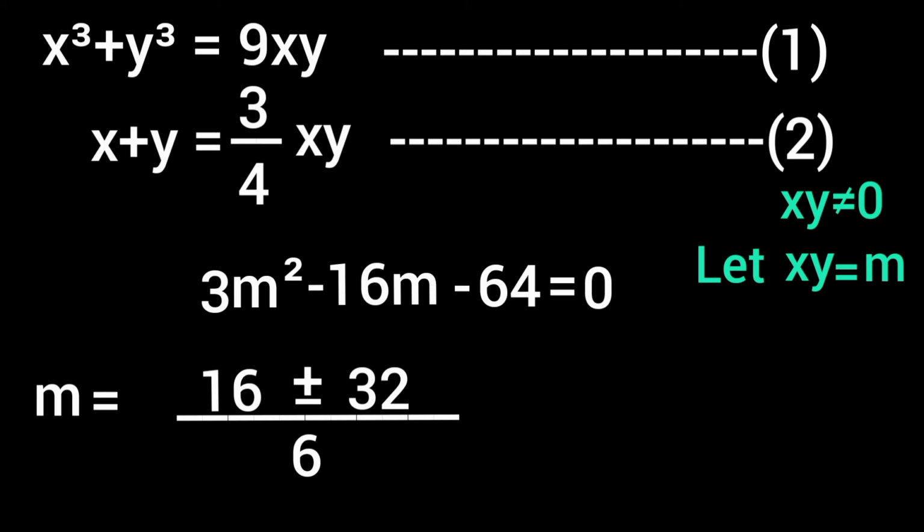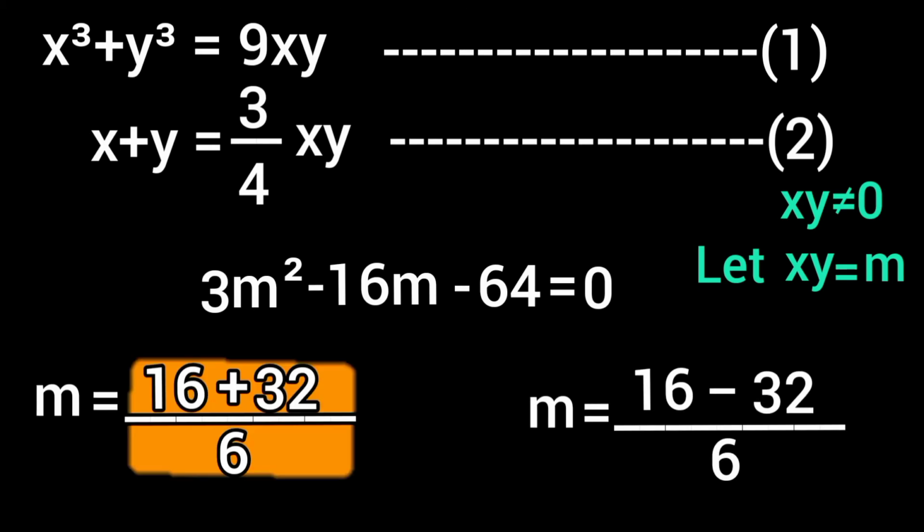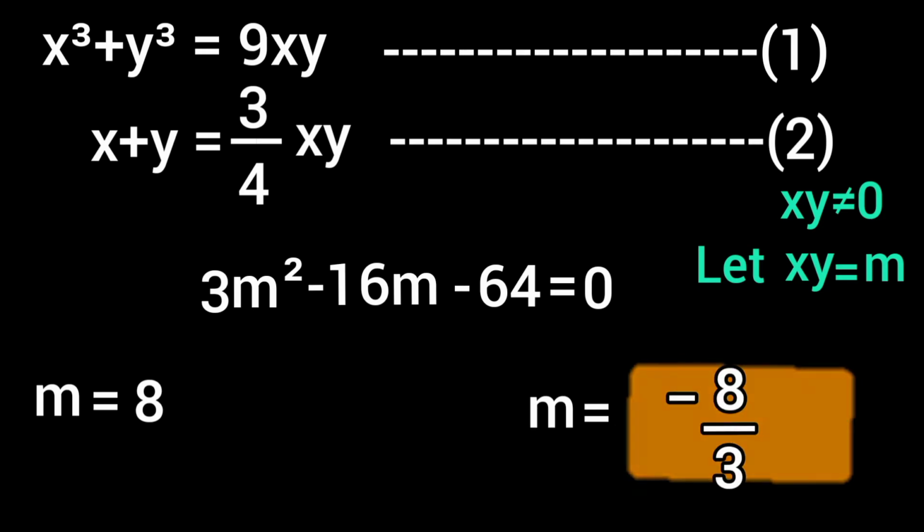So we have that the value of m is either 16 plus 32 all over 6 or 16 minus 32 all over 6. This one would simplify to 48 over 6, which is 8. And this one would simplify to minus 16 over 6, which is the same thing as minus 8 over 3.